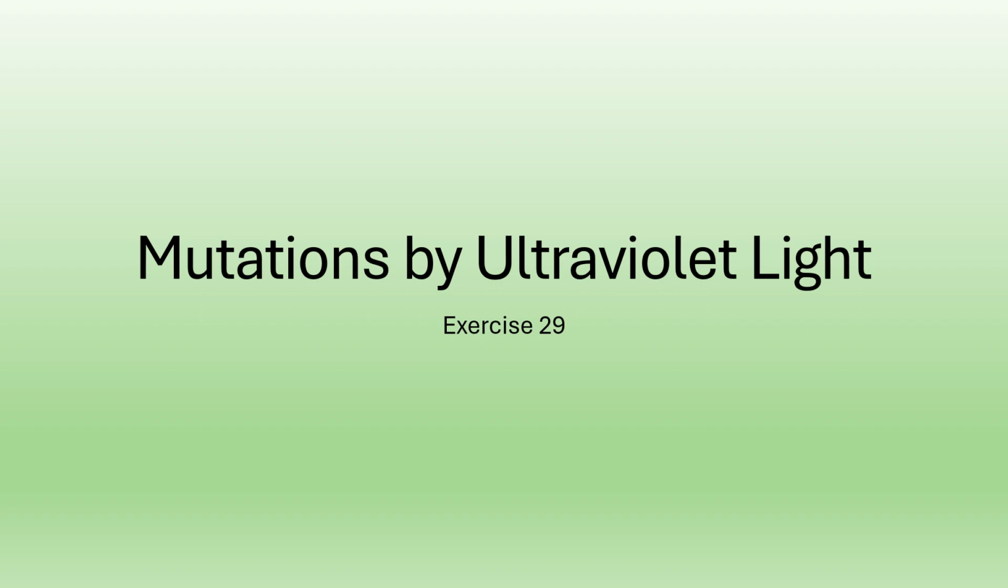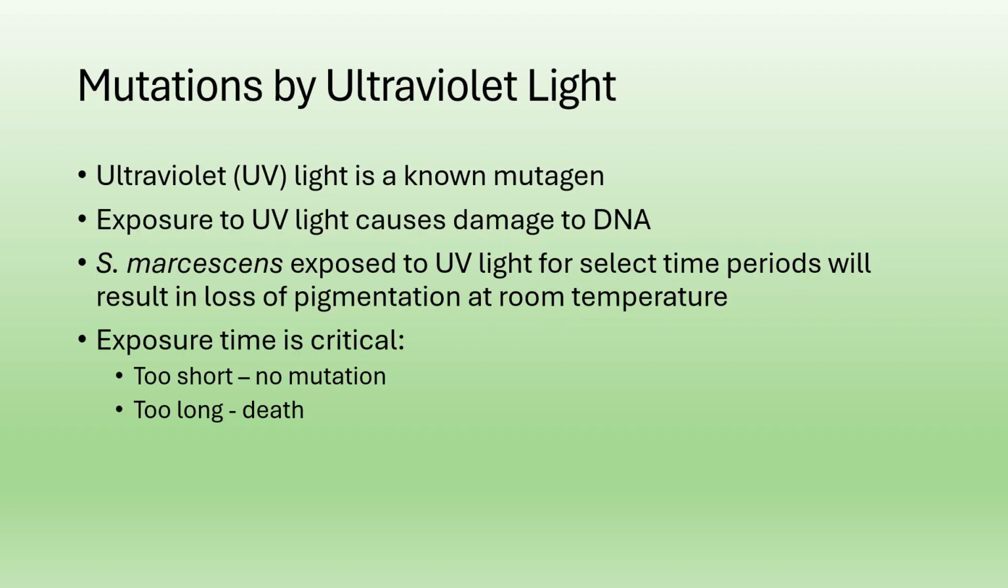In this one we're going to study how UV light can act as a mutagen, meaning that it can cause mutations. UV light is a known mutagen. It's known to cause damage to the DNA. That's how it causes the mutations. We're going to work with Serratia marcescens.